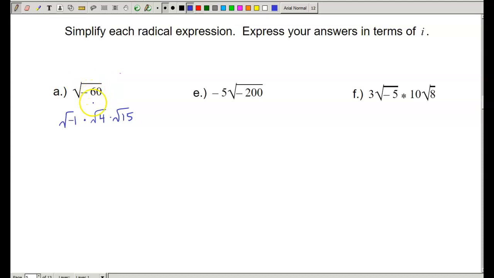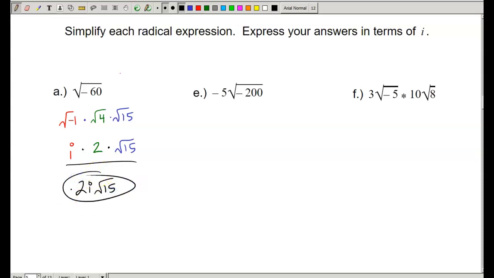So I'm basically breaking up negative 60 into negative 1 times 4 times 15. I'm doing that because I know the square root of negative 1 is just i, and the square root of 4 is 2. And root 15 doesn't change, because there are no perfect squares in there. So if I multiply all these back up, I would simply write my answer as 2i root 15, and that would be a common way to write this. This is an imaginary number.